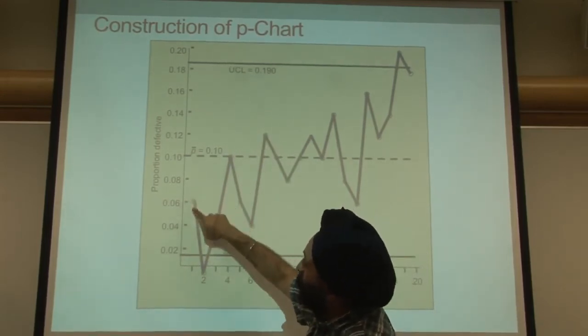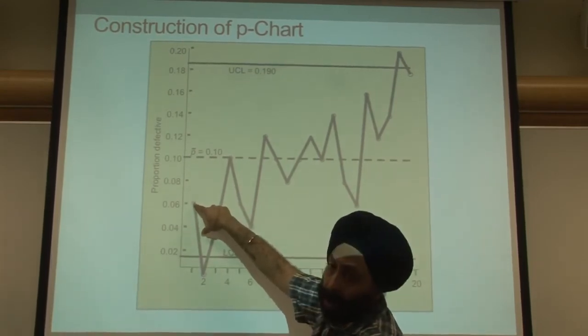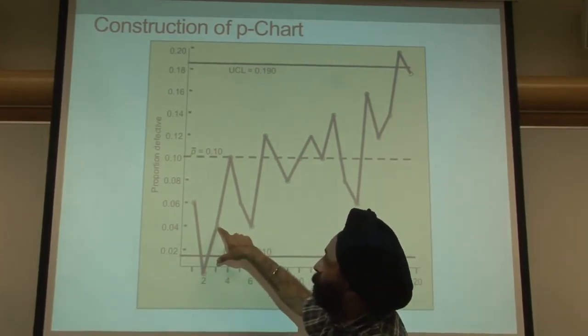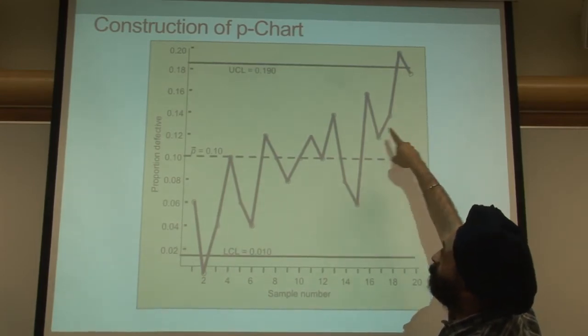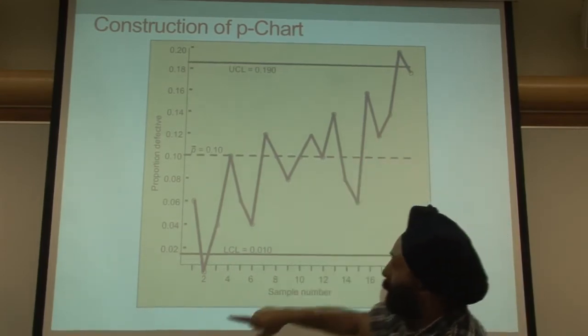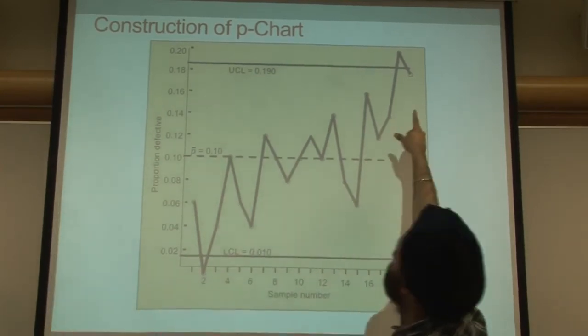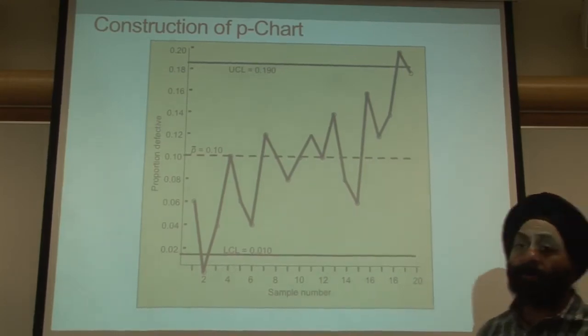And in this case, now you can actually indicate, so this is 6%, that's the first value of the proportion. Second one was 0, then third one was 4%, and so on and so forth. The last one was 18%, which is over there. So in this case, you can see sample number 2 and sample number 19 is out of control.